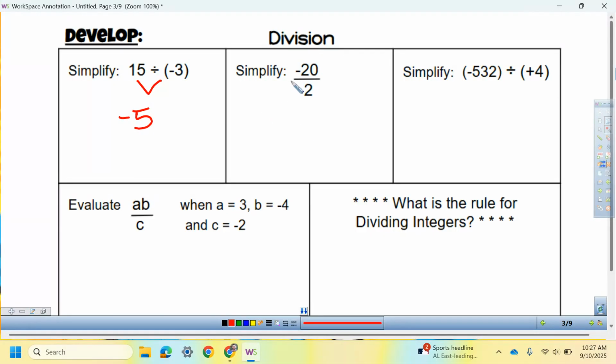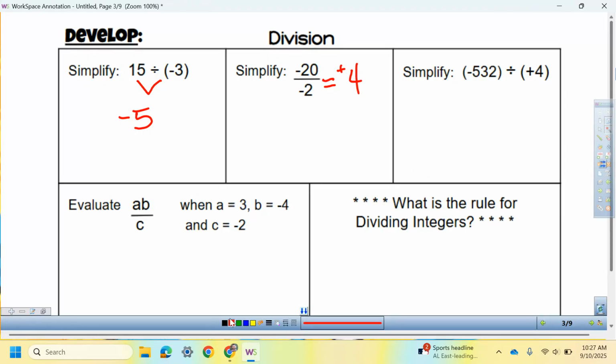Take a look at the second one. Yes, fraction bars mean division. So this would say -20 divided by -2. Well, a negative divided by a negative, the signs are the same, so my answer must be positive. And 20 divided by 2 gets me a +4.